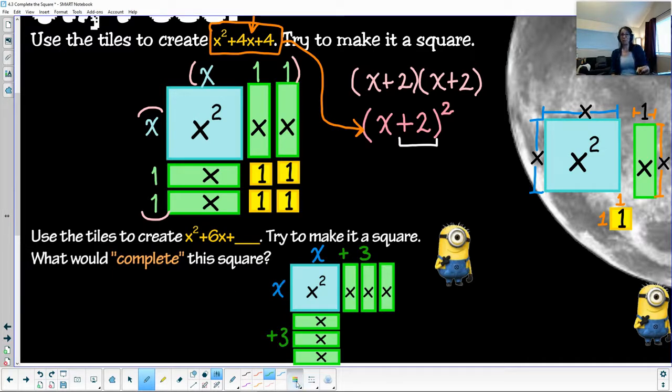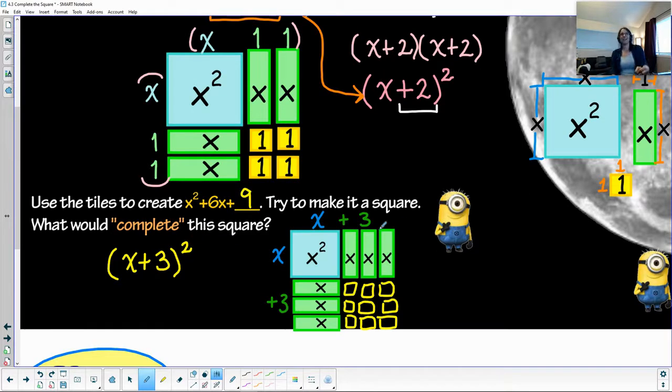So if I literally want to complete this square, I would need, I think you're starting to see where I'm going with this, 9 of those yellow pieces. That would complete my square. And then I would have x plus 3 squared. All done. On this one, hopefully what you did was 3 times 3. So that was 3 squared.